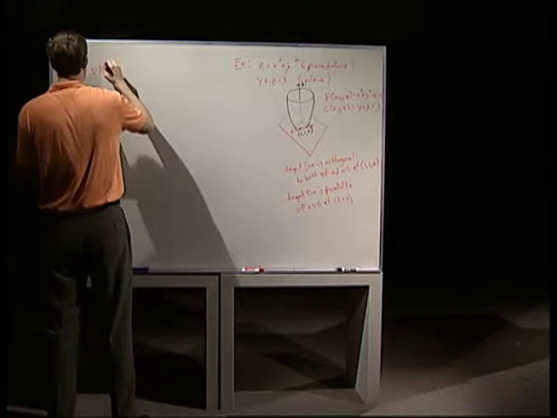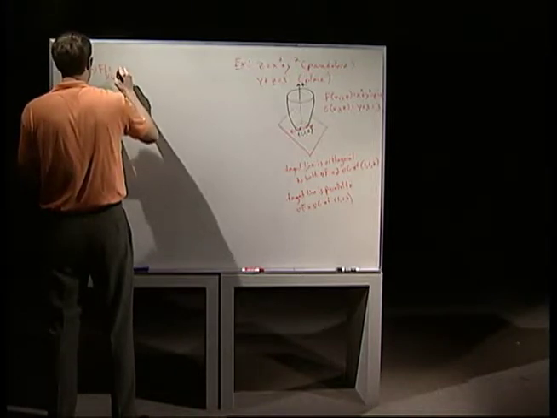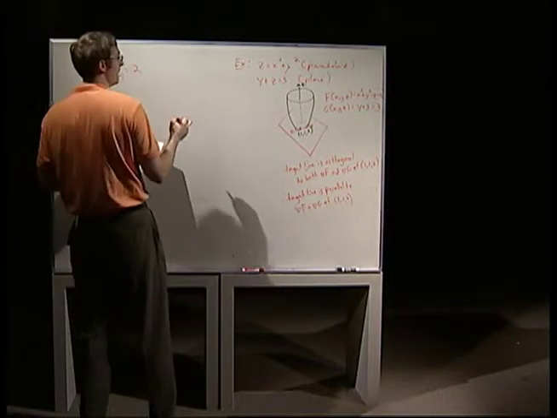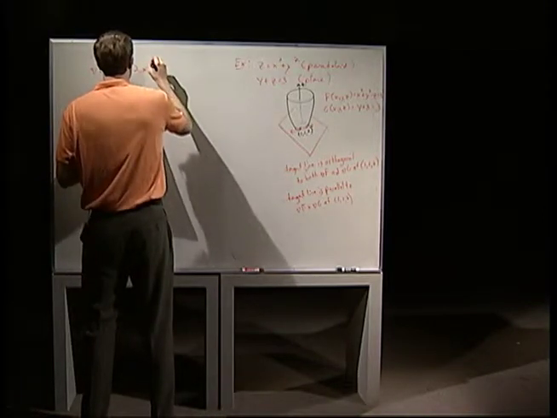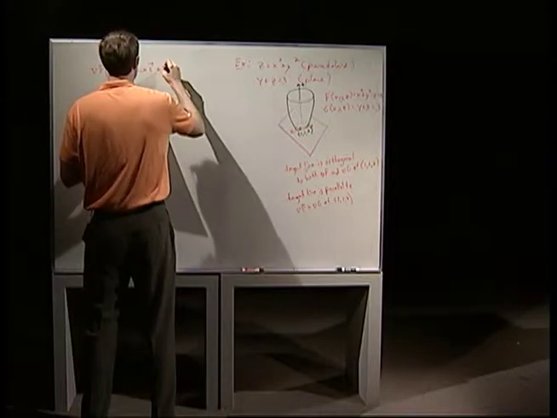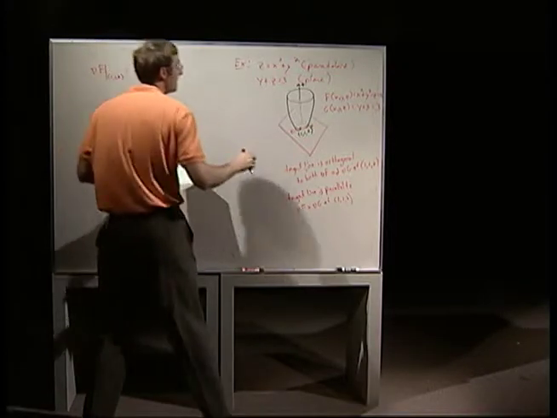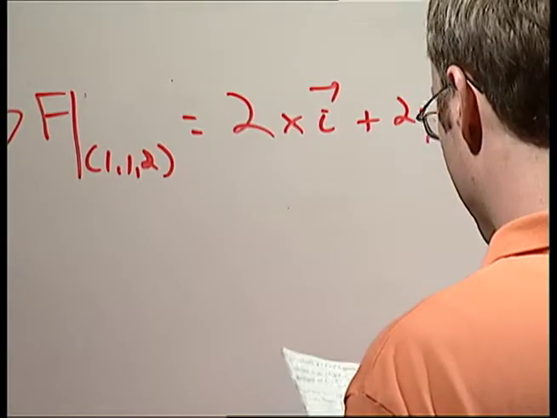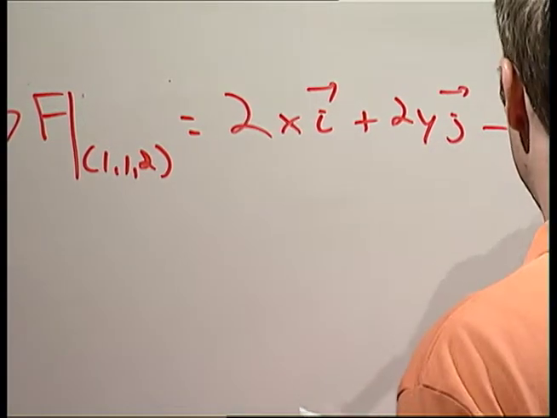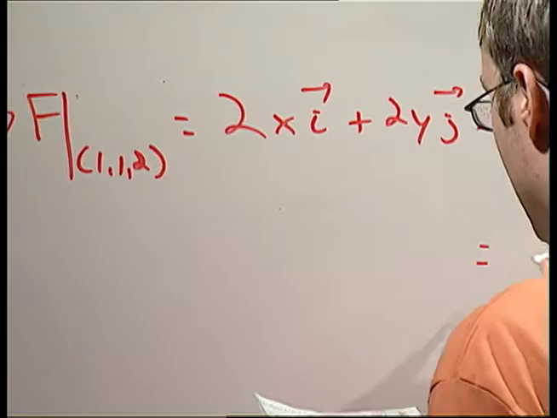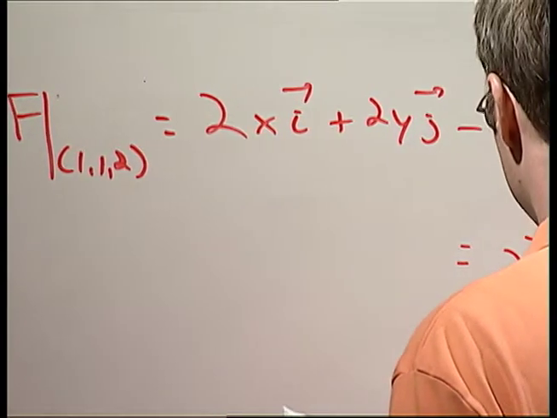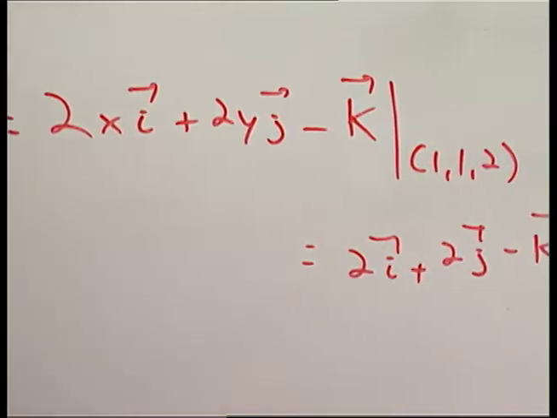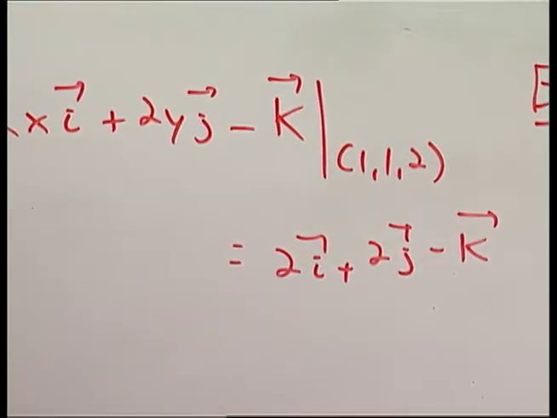Grad f ends up, where am I here? So it's 2x i plus 2y j. We got a minus z over here, so I got this minus k to deal with, right? And I put in (1, 1, 2) there, and I do get 2i plus 2j minus k, right? That is my grad f. Okay.